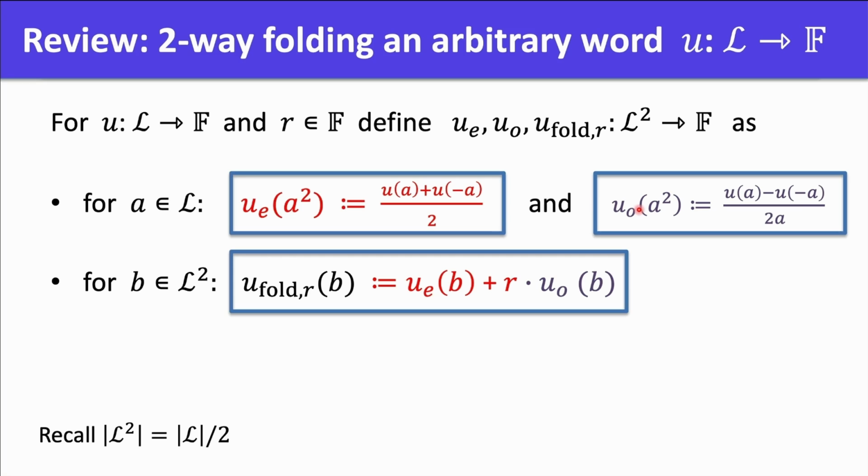Once we have u sub e and u sub o, we define the folding of u, which is simply the linear combination of u sub e and u sub o using the randomizer r. What's important to remember is that this folded function now is a function from L squared to the finite field.